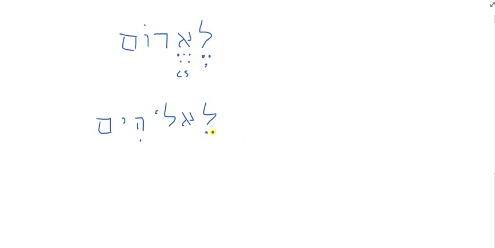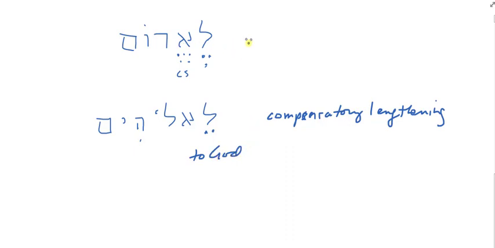So a segol is a short E. It will lengthen and become a long E, which is a tsere, to compensate for the loss of that aleph as a consonant. So that's called compensatory lengthening. We're going to see compensatory lengthening a lot in the Hebrew language, and this is the first example of that. So instead of Le Elohim, it becomes Lelohim. Say that with me, Lelohim. And that would be "to God." Le Edom, "to Edom."